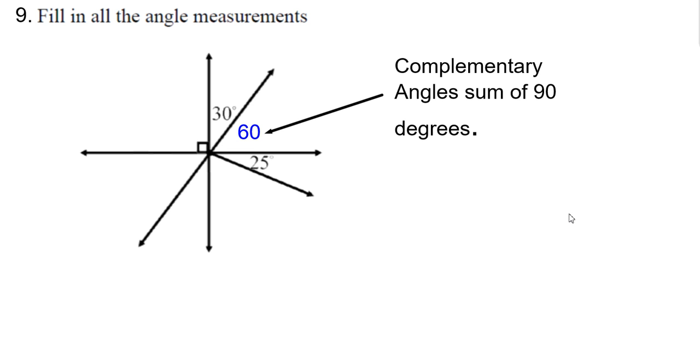So what other types of relationships do we notice? Well, if this angle is 60 degrees, here's a line, here's a line. When two lines intersect, they form vertical pairs of angles. So if this angle is 60 degrees, its vertical pair should be 60 degrees. So we know this angle here.